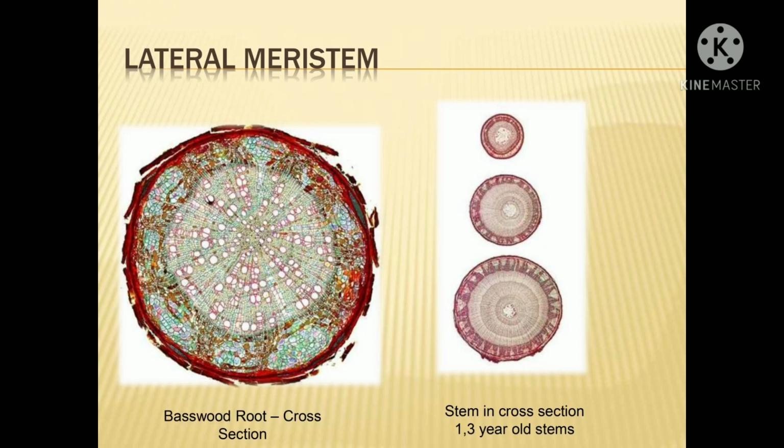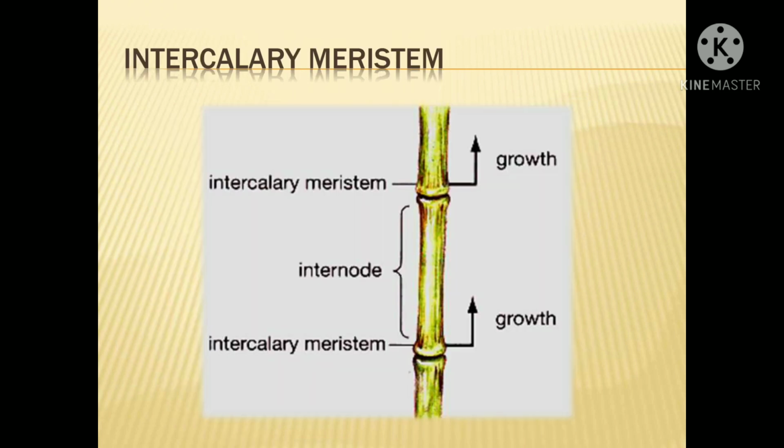Lateral meristem, if you remember, helps in widening, the girth or the diameter of a plant or tree. From both the root and shoot parts, the diameter of the plant is increased by lateral meristem. Intercalary meristem helps in expanding the nodes or the branches or the flowers, new flowers. When they are coming out, they come out of the intercalary meristem.